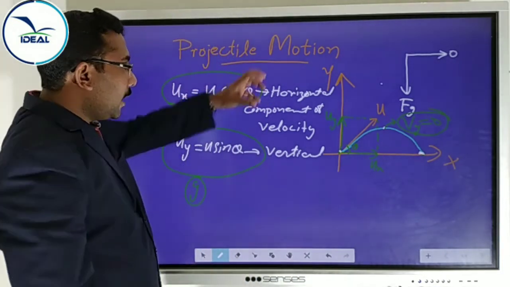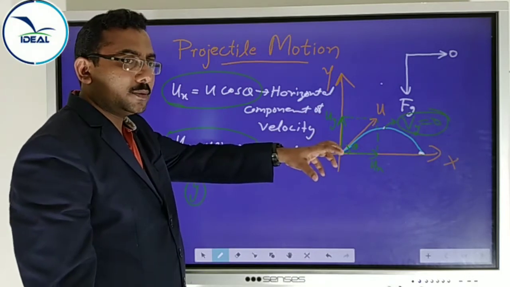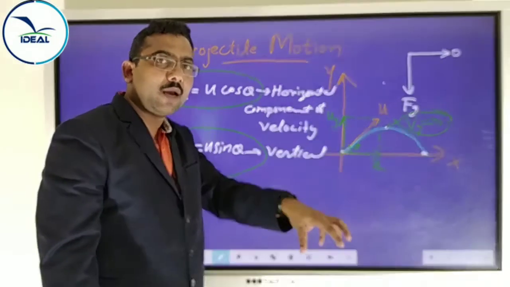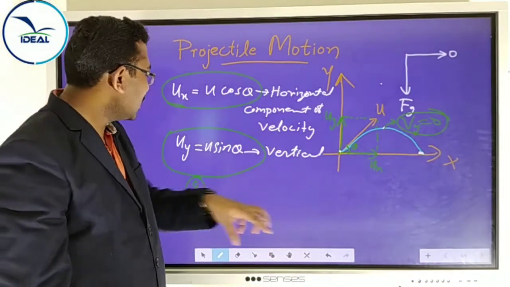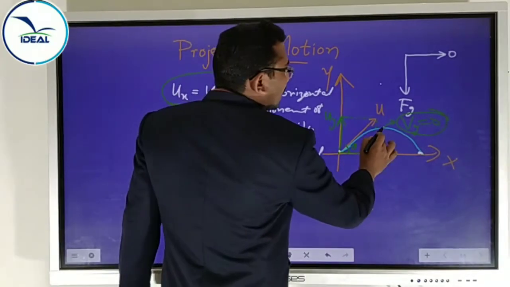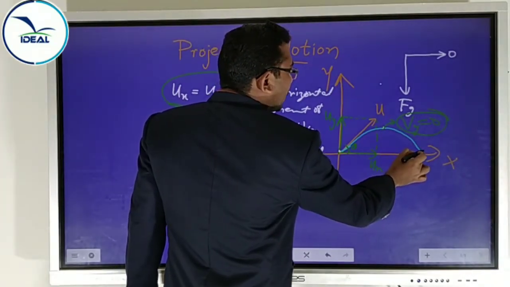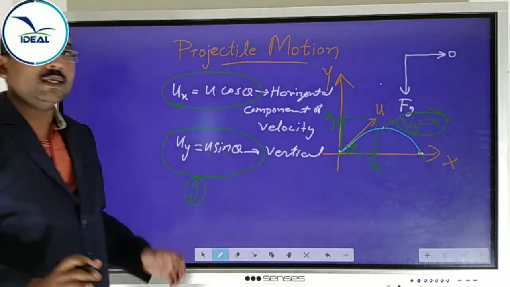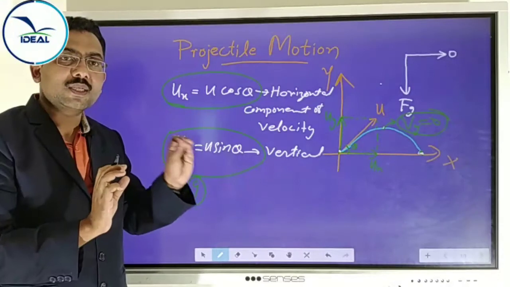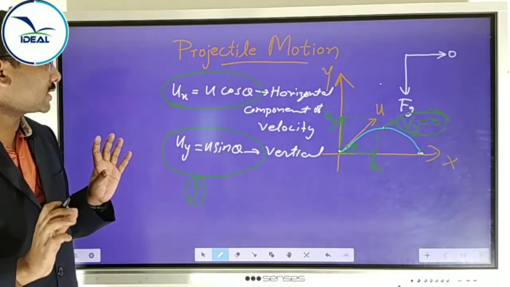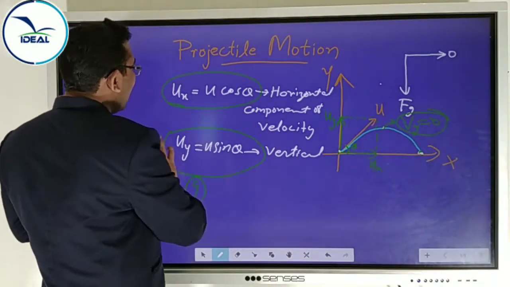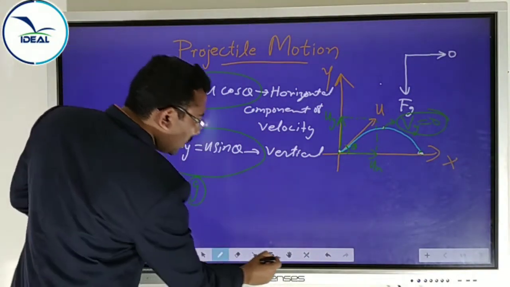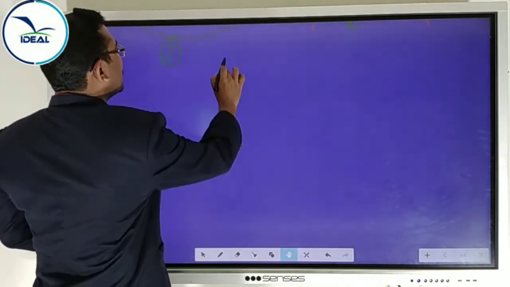Then it moves downward, in the direction of the gravitational force, so g affects it and velocity increases from 0 to maximum. When it reaches the ground, the vertical velocity is equal to the velocity at the time of projection.